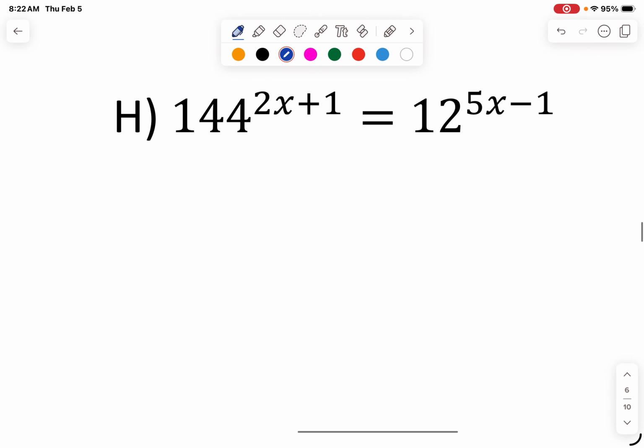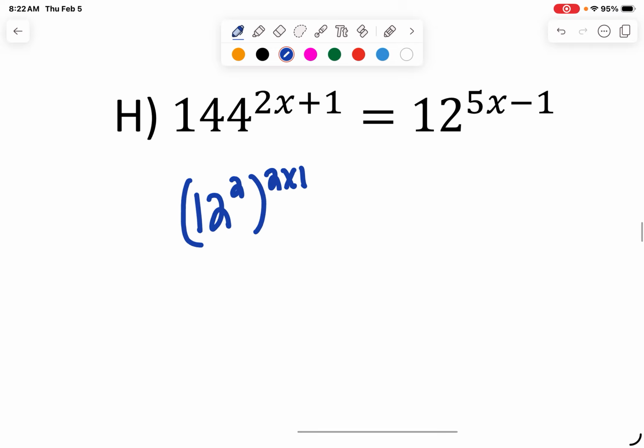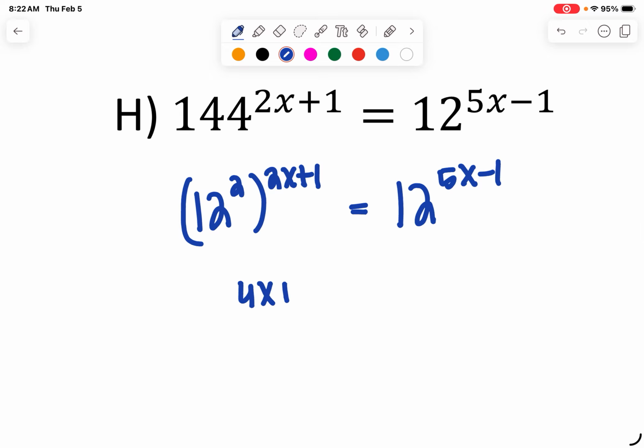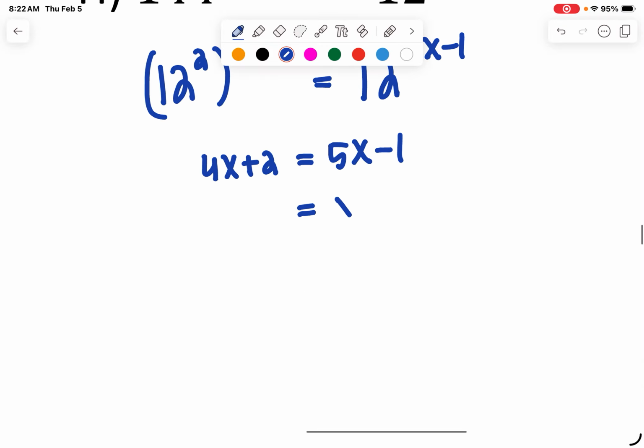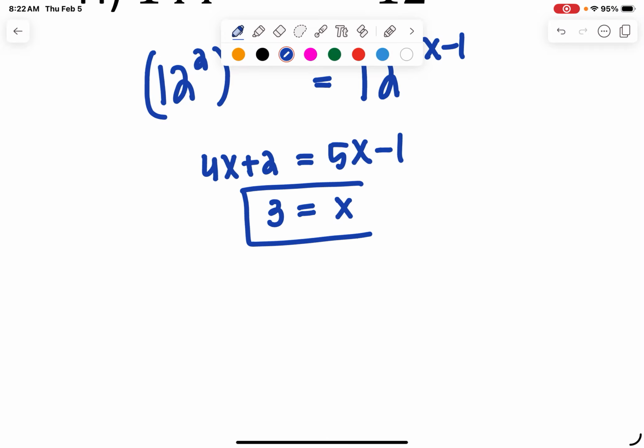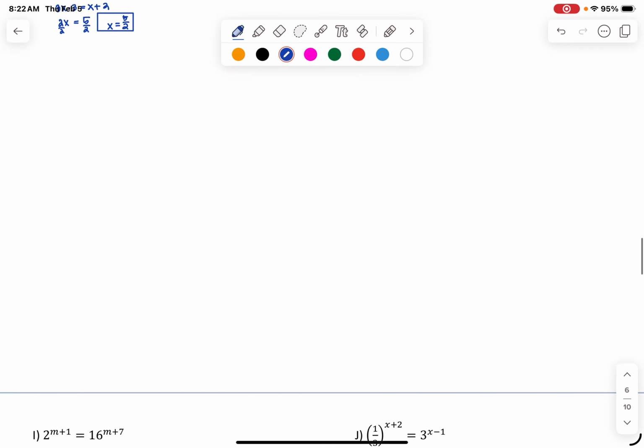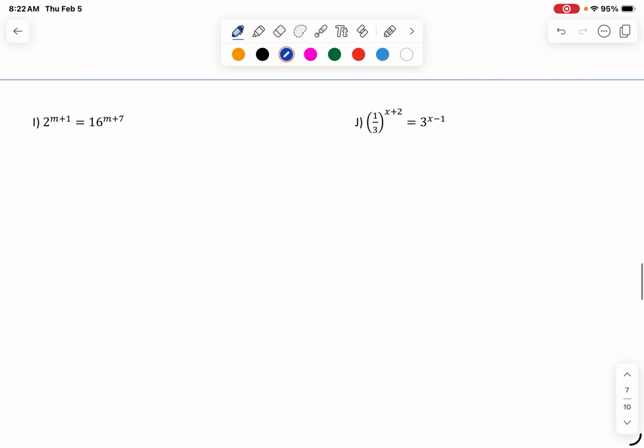All right, let's see how you did. Both base of 12, 12 squared to the 2x plus 1. This is 12 to the 5x minus 1. So we get 4x plus 2 is equal to 5x minus 1. So subtract 4x from both sides, that's x. Add 1 to both sides, that's 3. X equals 3. All right, go ahead and pause the video and try these two.